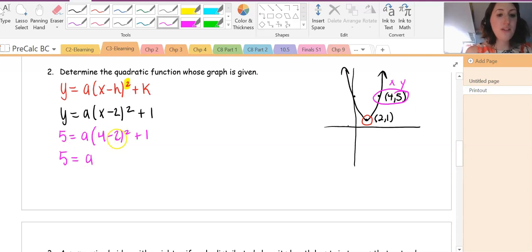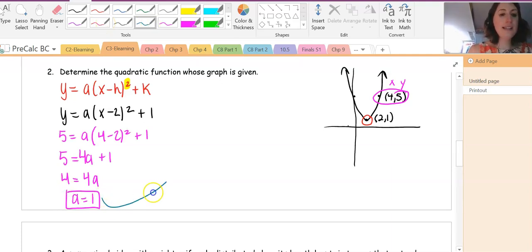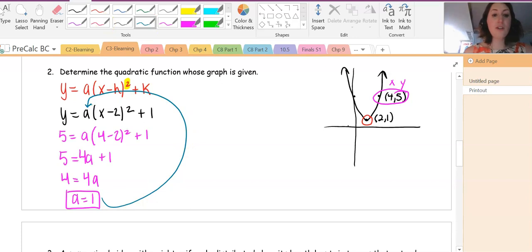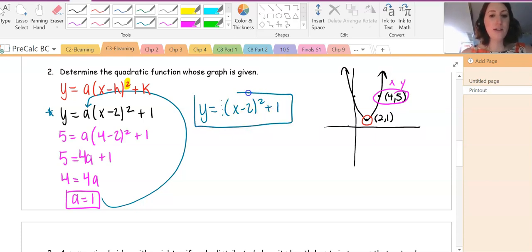So that's 4 minus 2 is 2 squared, so that's a 4a plus 1. And then we'll just go ahead and solve this. And you should get that a is 1. All right, so then we'll just go ahead and take this and we'll plug it back into our original equation that had the vertex plugged in. That's another reason that I like to plug the vertex in separately, because then you can just go right back up to that. If you want to put a 1 there, you can, and there you go. That's your equation. Ta-da!